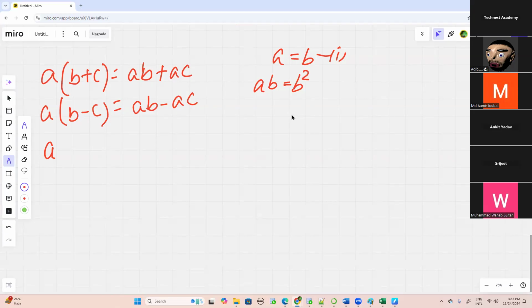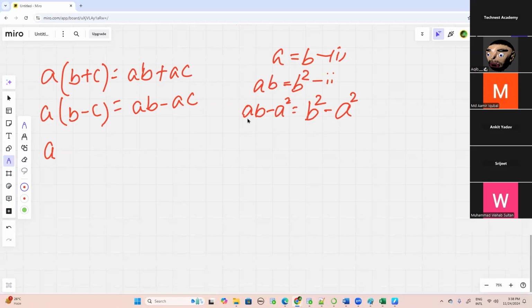Yes, I multiplied both the sides with B. So this will be A into B, and this will be B into B, B square. Now in this second equation, I want to subtract A square from both the sides. So can you write like this? AB minus A square equals B square minus A square. Right. Is it allowed? Yes.